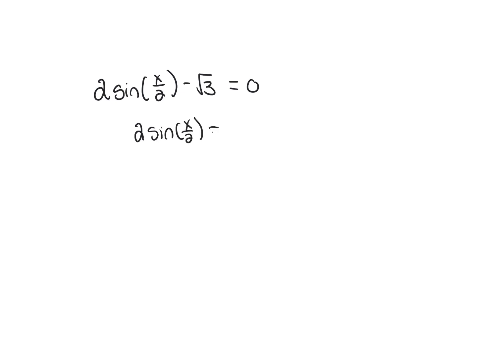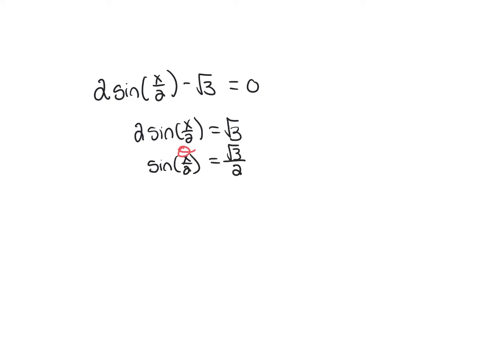Last one. 2 sine x over 2 minus root 3 equals 0. So 2 sine x over 2 equals root 3. You're going to add the root 3 over. Divide both sides by 2. Sine of x over 2 equals root 3 over 2.